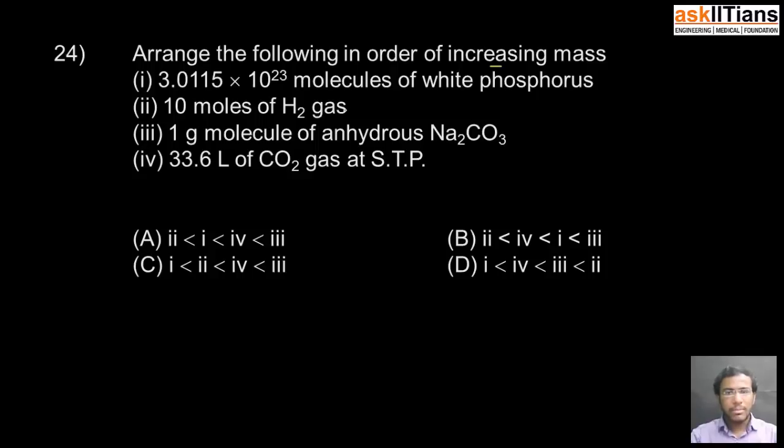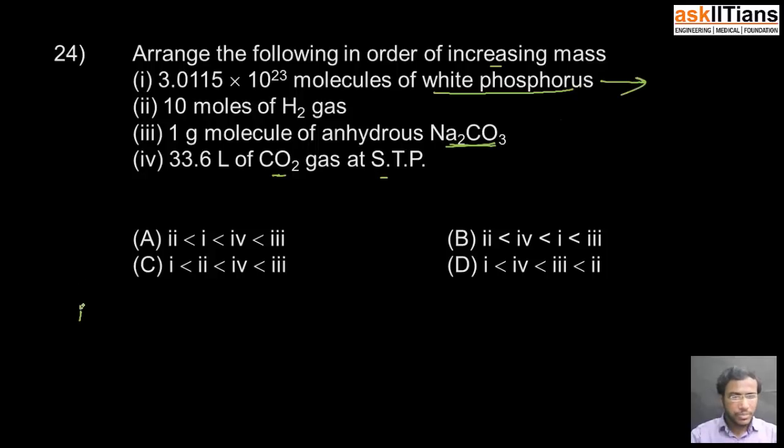In the order of increasing mass. First option is 3.0115 into 10 power 23 molecules of white phosphorus. Second is 10 moles of hydrogen gas. Third is 1 gram molecule of anhydrous Na2CO3. And fourth is 33.6 liters of CO2 gas at STP. These are the four options, and we have to arrange them in the order of increasing mass. So let's calculate the mass in each case, and then we can easily arrange that, right?